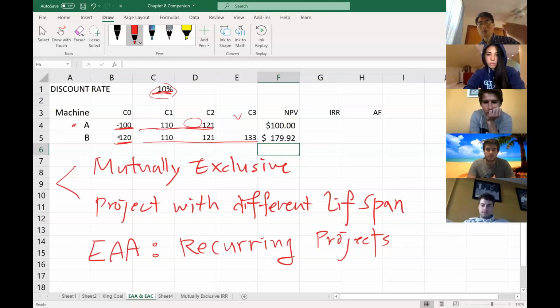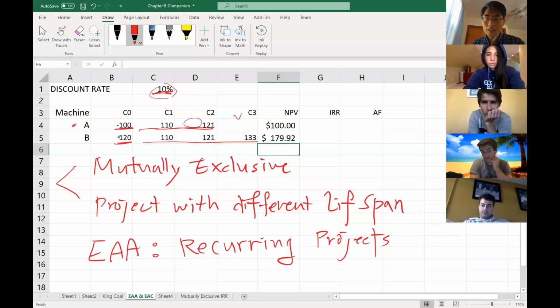Then if you buy machine A, this will generate the cash flow of 110, 121, 110, 121, 110, 121 every 2 years. If you buy machine B, it'll generate the cash flow of 110, 121, 133 every 3 years. And every 3 years, you will have to pay the cost of 120, right? So how do we properly compare these two?